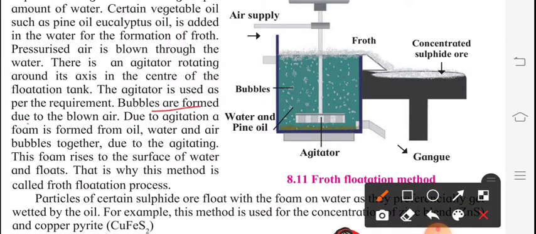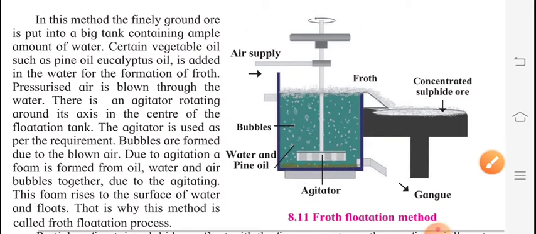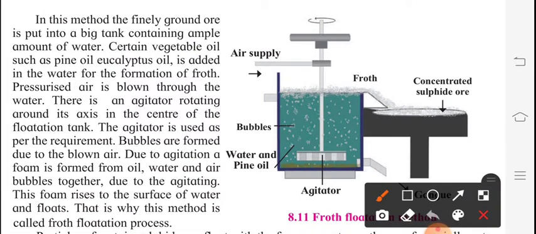Bubbles are formed due to the blown air. Due to agitation, a foam is formed as the oil, water, and bubbles get together. This foam rises to the surface of the water and floats. That is why this method is called the froth flotation process. I will show you what is happening in this process. You can observe this diagram. This diagram is for the froth flotation method.